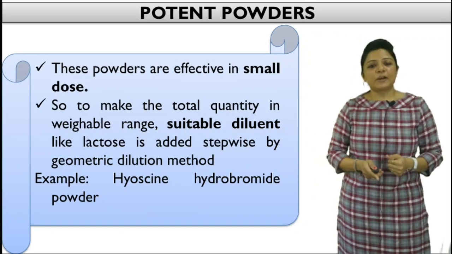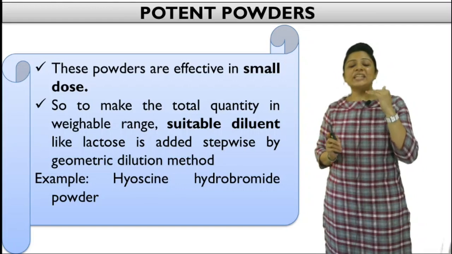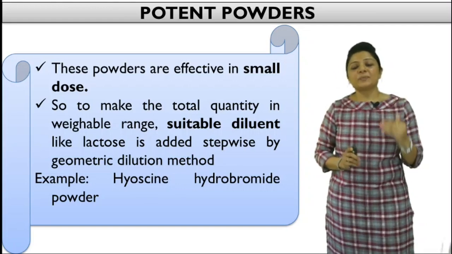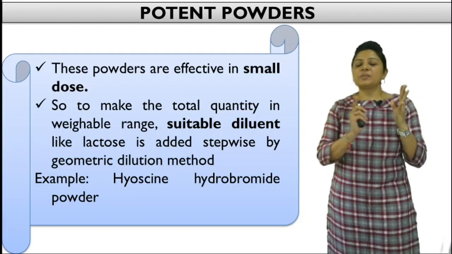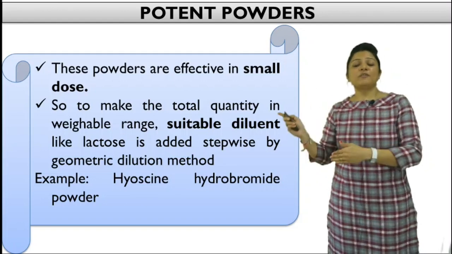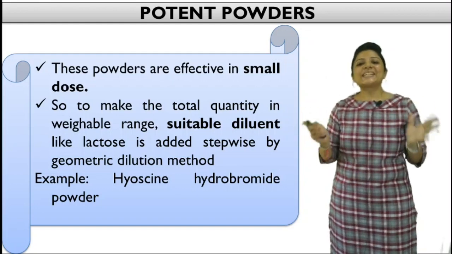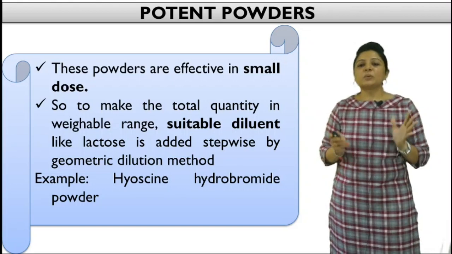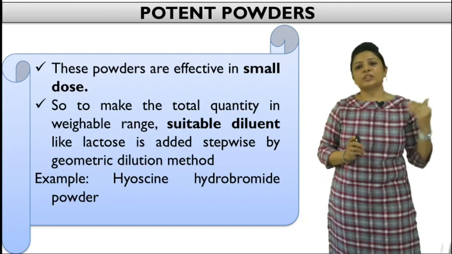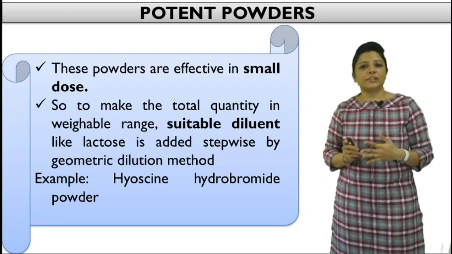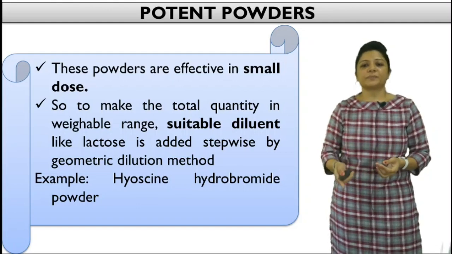Then there is potent powder. Potent powder contains a potent medicament which is effective in very small doses. When you are preparing such a medicament in the formulation, the major issue is you have a very small quantity of drug which you have to add or mix with a large quantity of diluent. That's why a proper mixing technique is required. For that we will go for the geometric dilution method, in which stepwise dilution of the API is done with the diluent. An example is hyoscine hydrobromide potent powder.